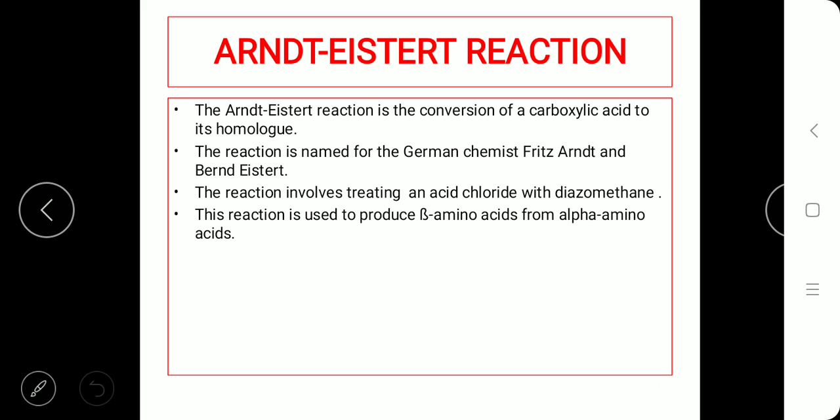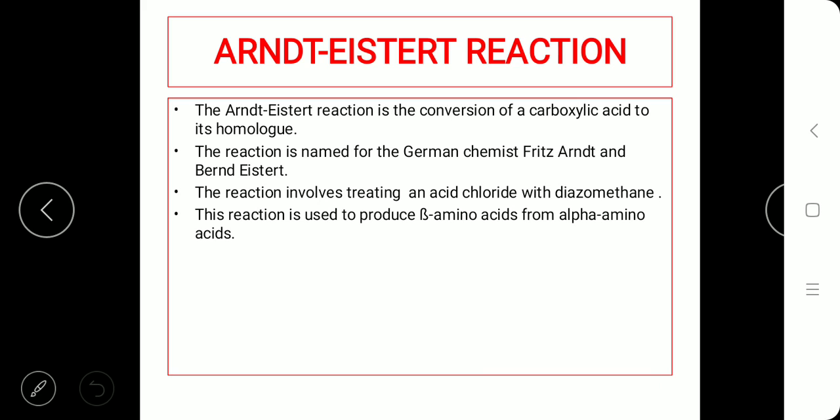This reaction is used to produce beta amino acids from alpha amino acids. So these are homologation reactions wherein there's going to be a ring expansion if you're taking a cyclic substrate, or else there's going to be an addition of a methylene group, that is a CH2 group, to the product. So this is called homologation. It means if there's propane as a substrate, then you're going to get butane in the product. So there's going to be one carbon addition in the product. That is called the homologue.